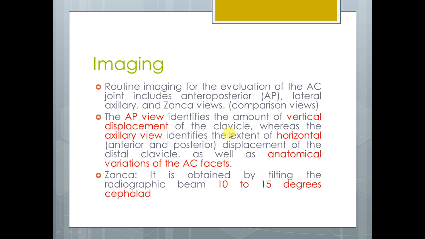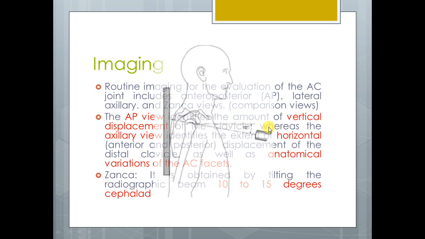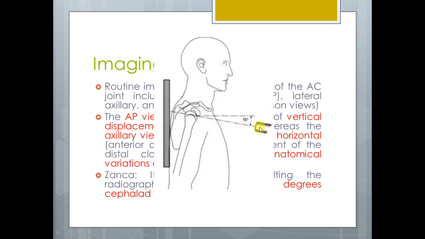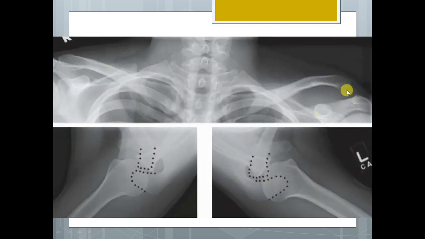Regarding the image, you have three routine images: AP, Zanca, and lateral X-ray. Regarding the Zanca, the difference between Zanca and the AP view is making the tube cephalically tilt about 10 degrees to make the beam away from the scapula and scapular spine mainly, so decreasing the penetration of the X-ray. This is the lateral X-ray, this is AP, and this is the lateral.